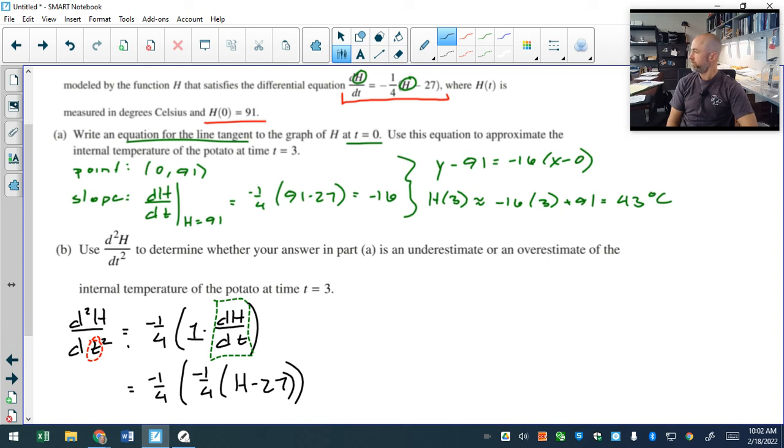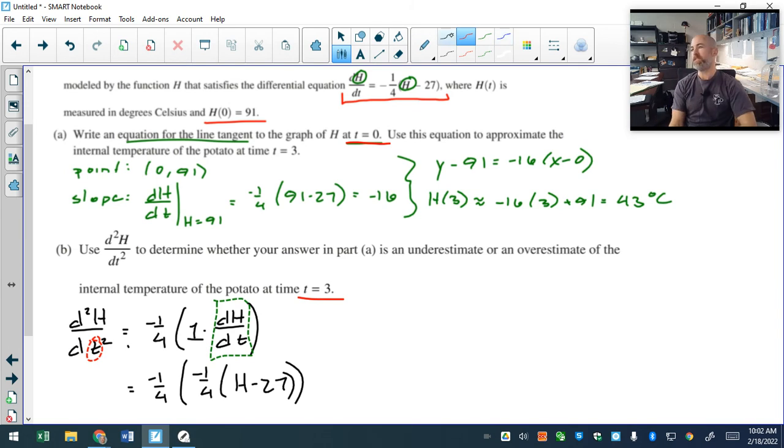We good with second derivative? Now, how do we use that to determine if this is an overestimate or an underestimate? If you remember way back when we did tangent line approximations, if your function is concave up, your tangent line is below the curve, giving you an underestimate. If your function is concave down, your tangent's above the curve, giving you an overestimate. And that's what we're trying to figure out here. We're really interested in the concavity between the point of tangency, which is 0, and the estimation point, which was 3. So we need to know the concavity on that whole interval.